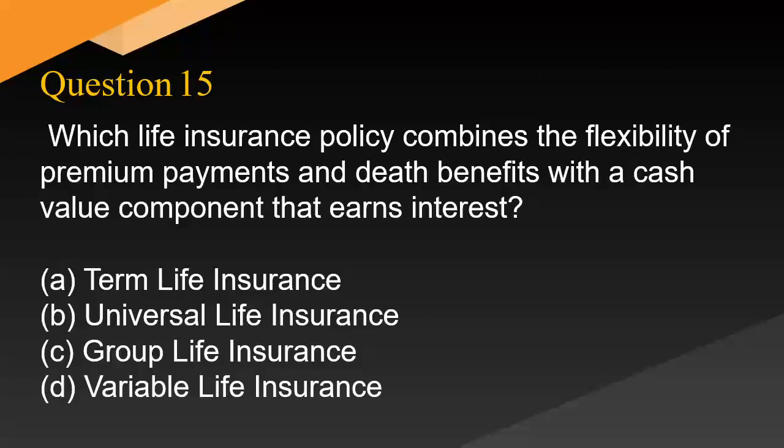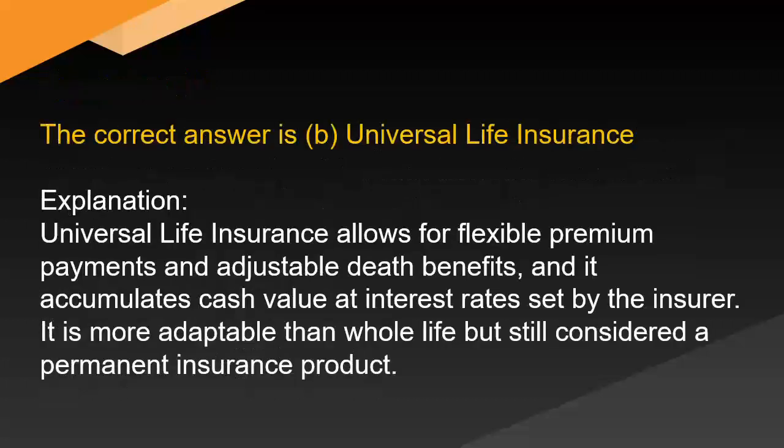D. Variable life insurance. The correct answer is B. Universal life insurance explanation. Universal life insurance allows for flexible premium payments and adjustable death benefits, and it accumulates cash value at interest rates set by the insurer. It is more adaptable than whole life, but still considered a permanent insurance product.